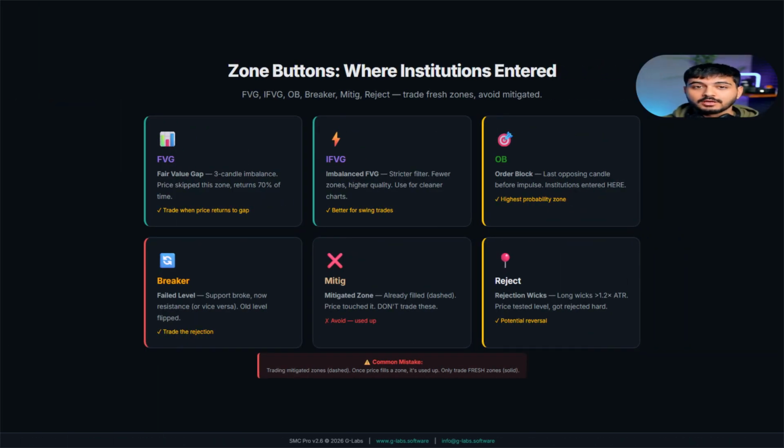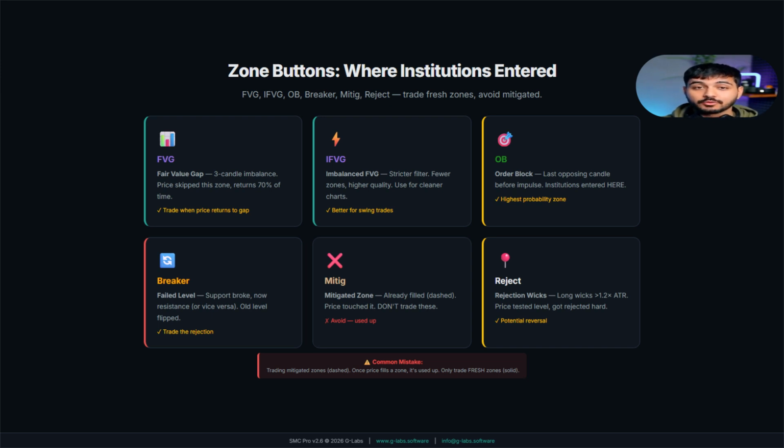Now the zone buttons. These show where institutions entered. FVG is fair value gap. Price moved too fast, left a gap, returns 70% of the time. IFVG is the same but with a stricter filter. Fewer zones, but higher quality. OB is order block, the last candle before the impulse. This is where big money entered, and they'll defend it.